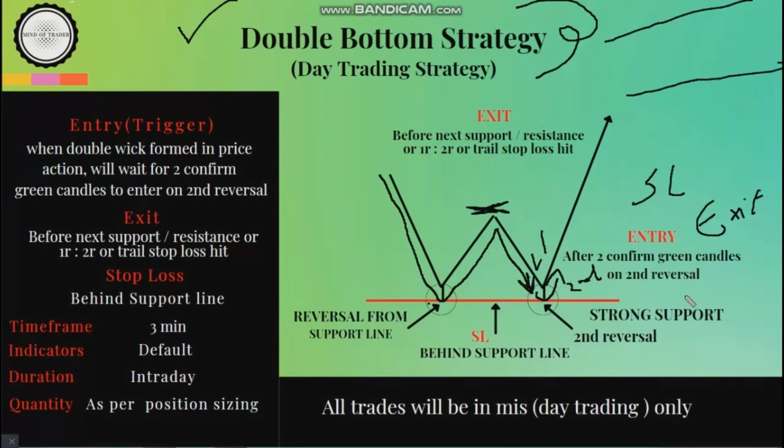Let's see what the chart is saying on the next page. Entry we have talked about, exit yes, stop loss already told you. It's a 3 minutes time frame. All day trading is done on 3 minutes. All positional trades are done on 30 minutes. However, our analysis will be done on 3 minutes, 30 minutes, one daily time frame, and so on, or weekly also. Indicators are default, intraday, quantity as per position sizing. We have to keep the stop loss somewhere here.